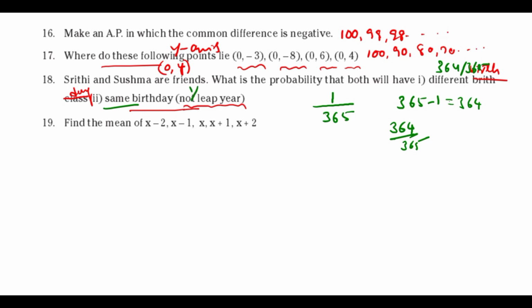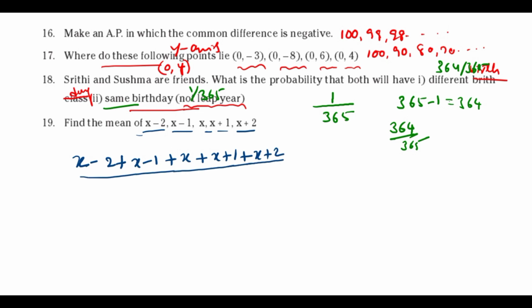Okay. Next question: find the mean of this one. 1, 2, 3, 4, 5 observations are given. So take here x minus 2, x minus 1, x, x plus 1, x plus 2. But you have to write the step by step procedure. Given observations, you can write the number of observations are 5, the mean is equal to sum of observations by number of observations, that is 5.